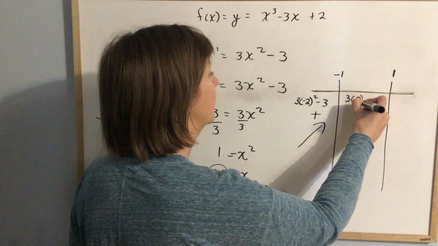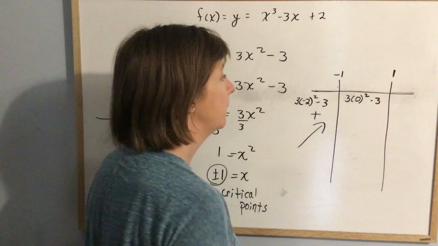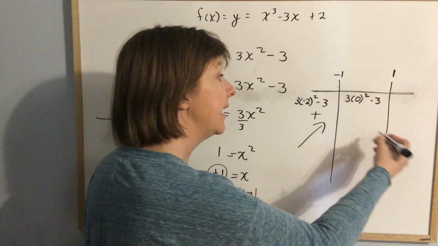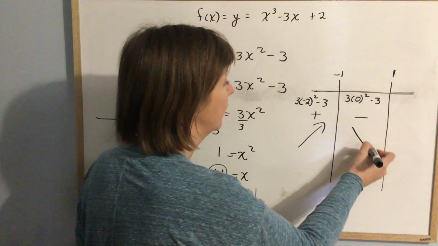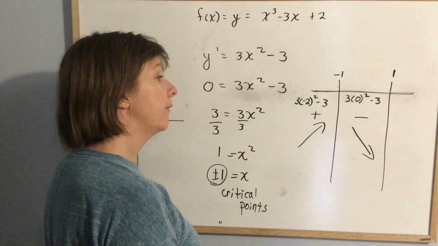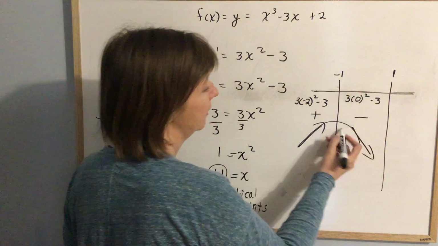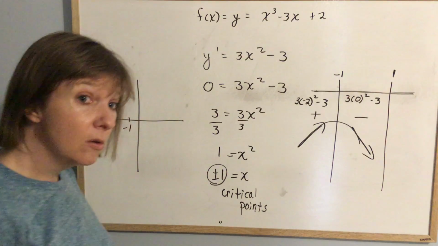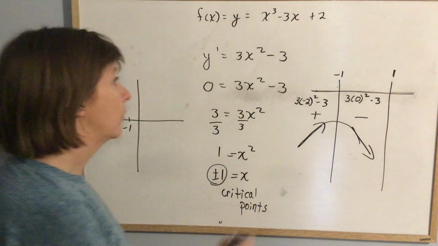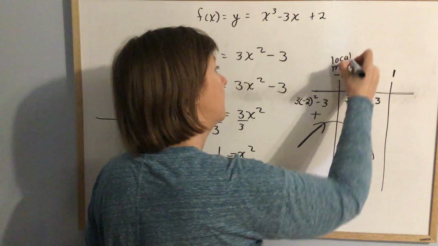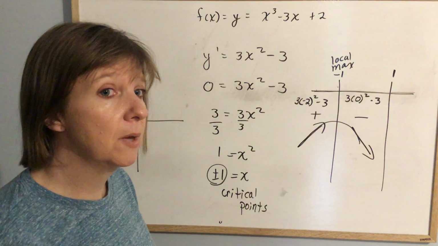So 3 times 0 squared minus 3. So that's 0, take away 3. So my answer is -3, so my answer is negative. So now the graph is decreasing. So even if I just draw it here, what do I end up with? I end up with a local maximum. So this is going to be a local maximum. There's a local maximum at -1.